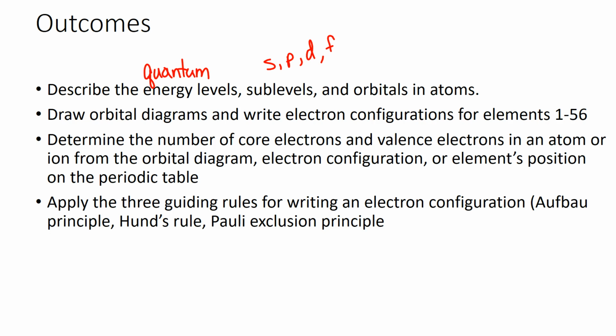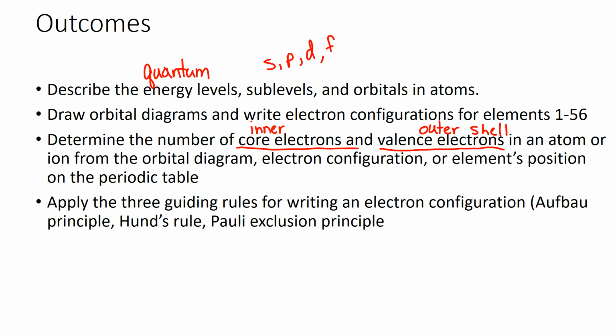Also be able to determine the number of core electrons, which are your inner electrons, versus your valence electrons, which we've been talking about all year, which are your outer shell, your outermost electrons, from an orbital diagram, electron configuration, or the element's position on the periodic table.